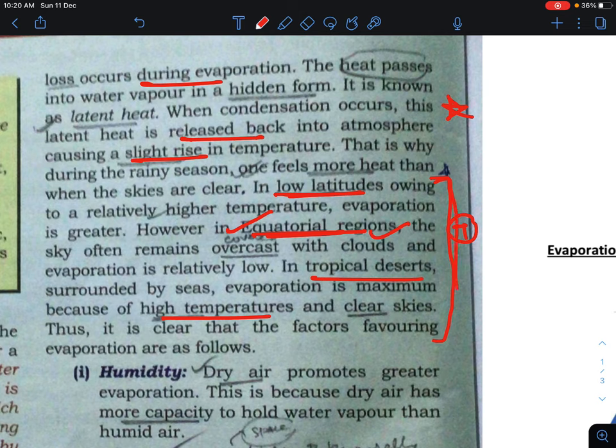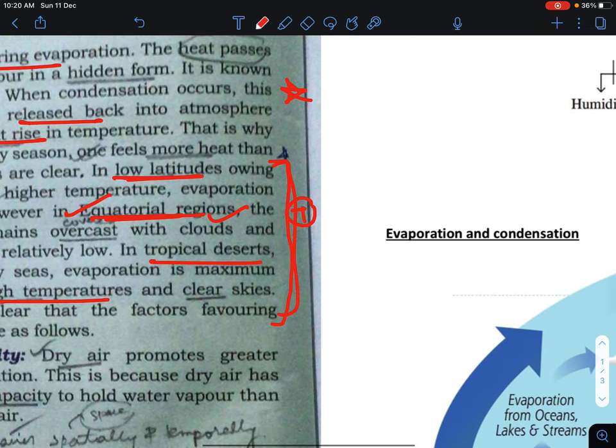Actually this paragraph is talking about the distribution of humidity. Again I will make the diagram.